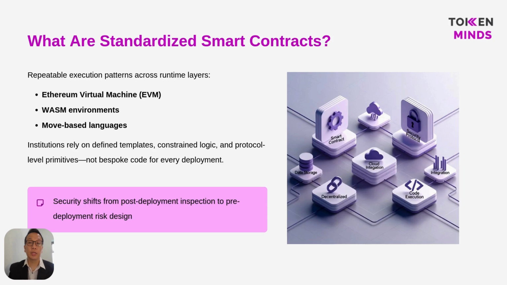and approved automatically. So, standardized smart contracts are built on repeatable execution patterns across different runtimes, including EVM, WASM environments, and Move-based languages. Instead of writing new logic for every deployment, institutions rely on defined templates and constrained behavior. So this shifts security from something checked after deployment to something designed in before the contract ever goes live.